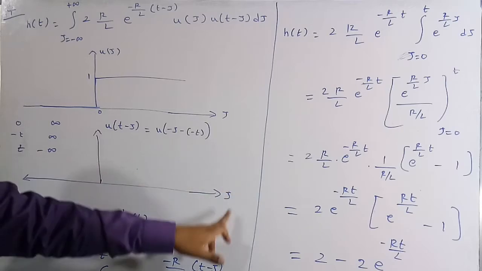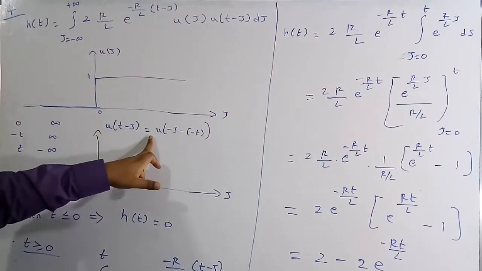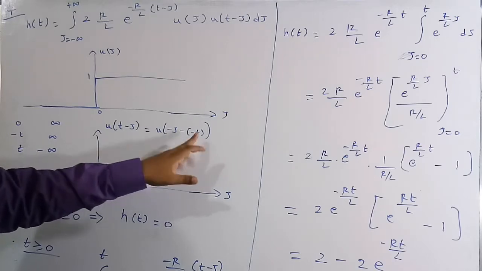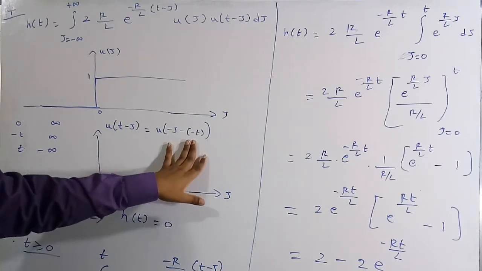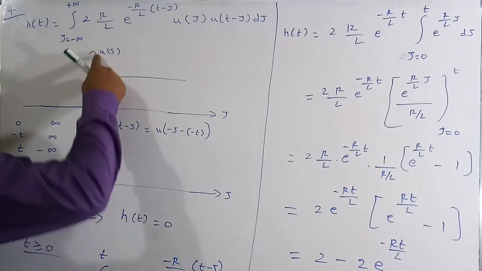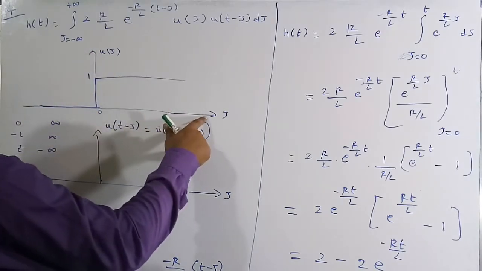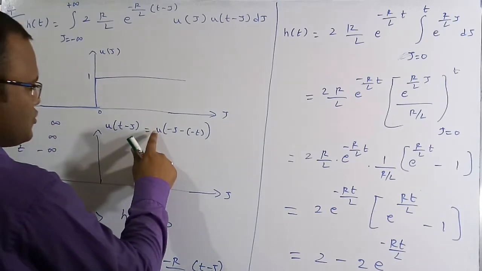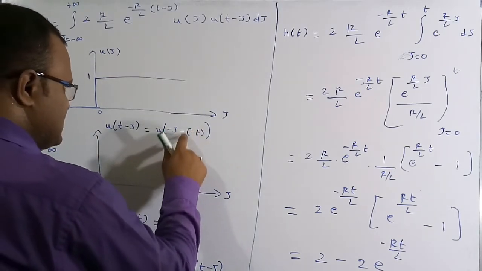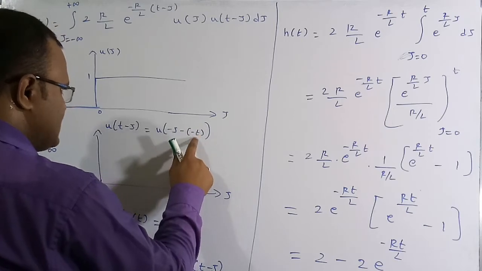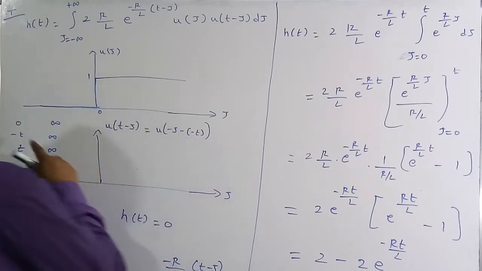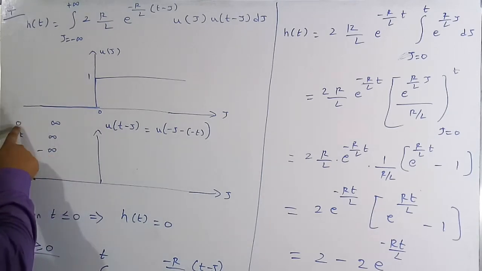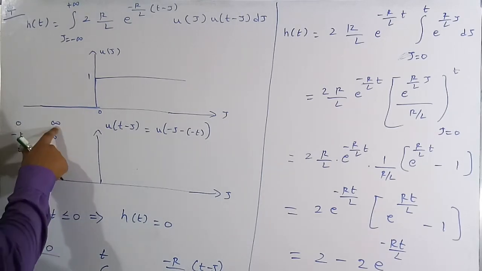Therefore u of t minus tau I can write in another fashion, which is u of minus (tau minus t). So now I wrote it in a standard form. Here for u of tau, the initial position is 0 and the final position is infinity, meaning on the x-axis 0 to infinity. Now u of minus (tau minus t) is nothing but you have to add the minus t to the initial and the final positions. So 0 minus t is nothing but minus t, and infinity minus t.